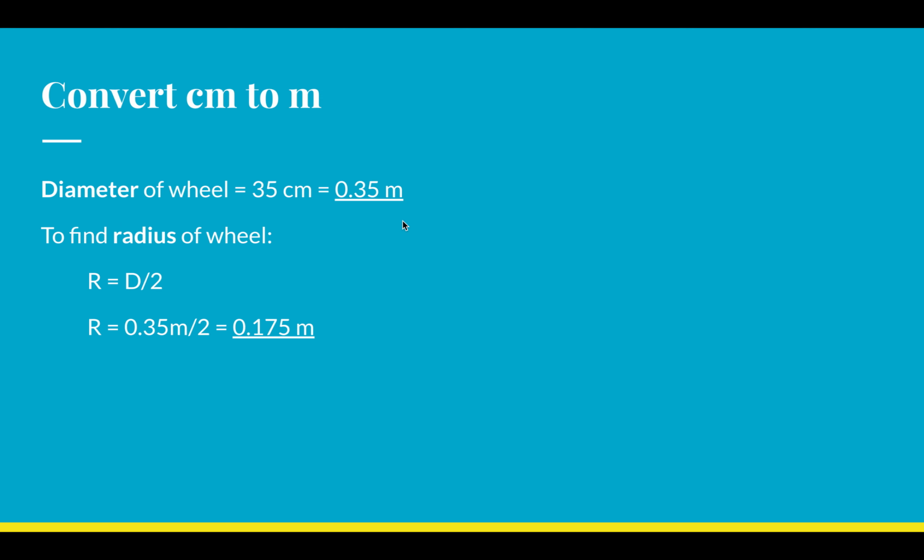Next, we'll convert centimeters to meters. So we'll take the diameter of the wheel, 35 centimeters, and convert it to meters, which is 0.35 meters. Then we'll find the radius of the wheel. We'll use this formula right here: radius equals diameter over 2. So we'll plug in our diameter, 0.35 meters over 2, and we find 0.175 meters. That's our radius.